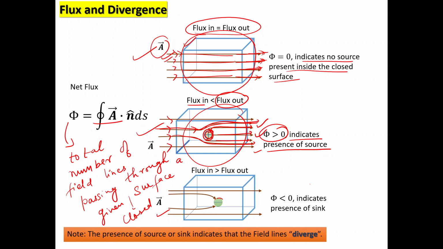Similarly, if a sink is present, then some of the field lines will end up here and some will diverge away outside. This will also indicate the presence of a sink or negative source. In this case, the net flux through this volume will be less than 0, because the number of field lines emerging out of this volume is less than the number of field lines getting into this volume.